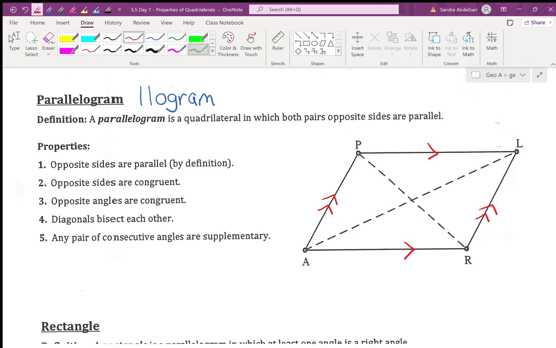Right? In a parallelogram, opposite sides are also congruent. So what does that mean? Opposite sides congruent? That means AP is congruent to LR and PL is congruent to AR.